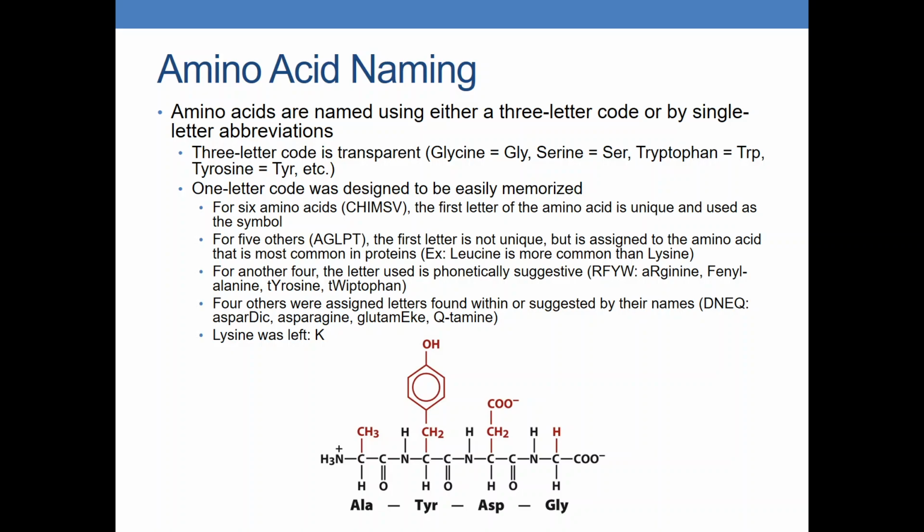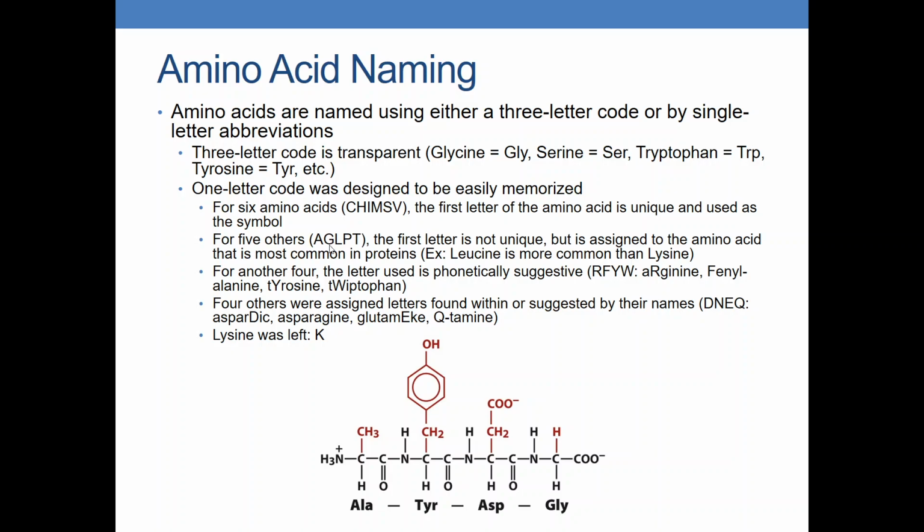Now, this is not universally true of all of the amino acids. There are 4 or 5 others where the first letter is not unique. So for example, alanine. Alanine starts with an A. Arginine also starts with an A. So what do we do there? Well, what we do is we look at the amino acid that is more common. So alanine is far more common than arginine. So A here equals alanine.